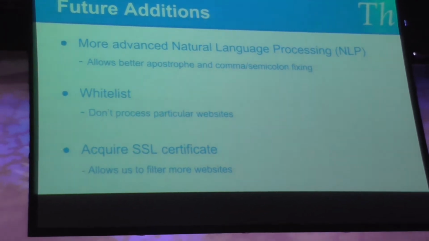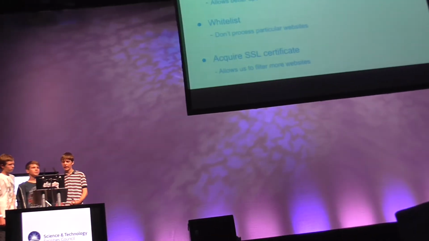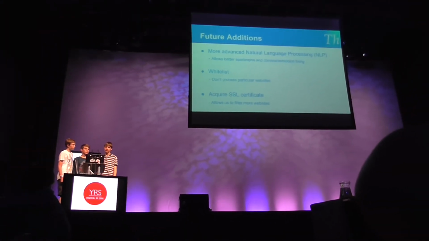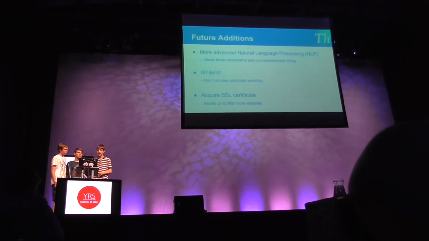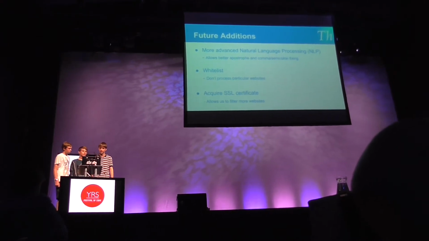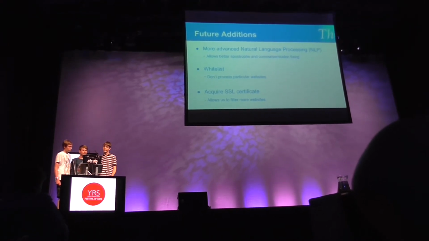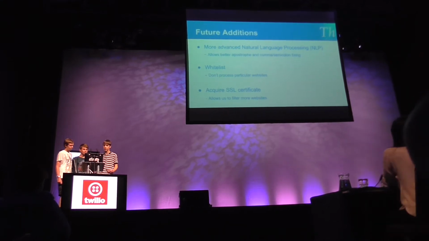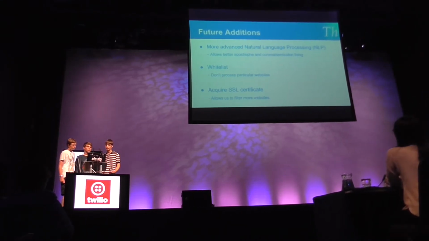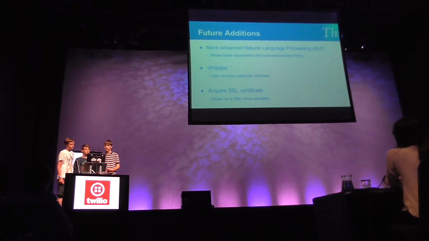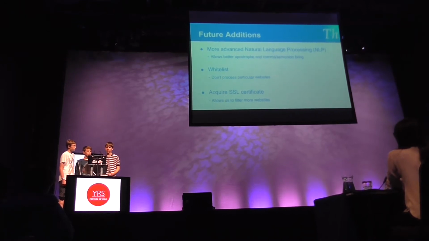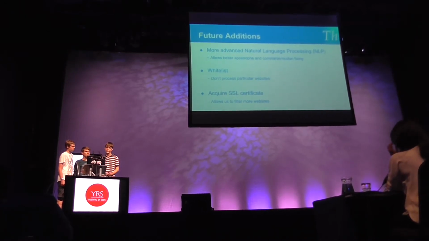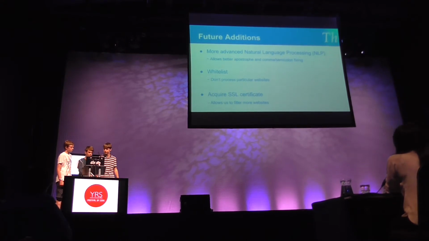If we had more advanced natural language processing, it would allow us to add more complex grammar rules, such as the difference between the different versions of your. We'd like to add a Chrome plugin as well to reach a wider audience. We could add whitelisting and blacklisting, so certain websites don't automatically use ProjectThoth. And if we could get an SSL certificate, it would allow us to encrypt our transmissions to the web server and let us use ProjectThoth on HTTPS websites.